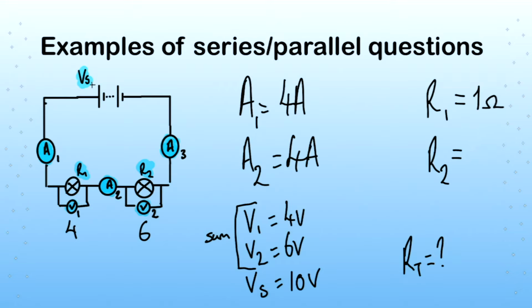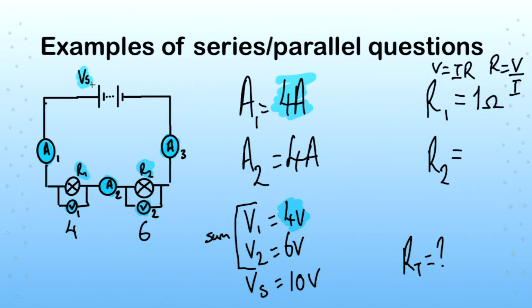So resistor number 1 here has 1 ohm. I've calculated that myself because I know that the current at the first lamp is 4 amps and the voltage at the first lamp is 4 volts. And we've got an equation that we can use, V equals IR. If we rearrange that equation, we get R equals V over I. And I've just done my voltage, which is 4, divided by the current, which is 4, gives me 1 ohm.